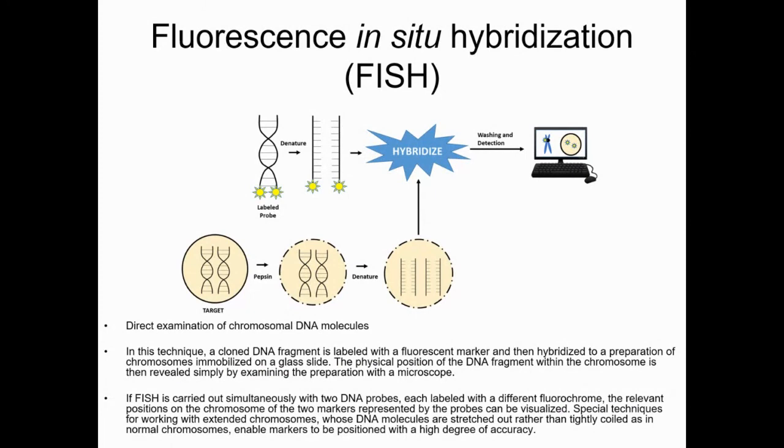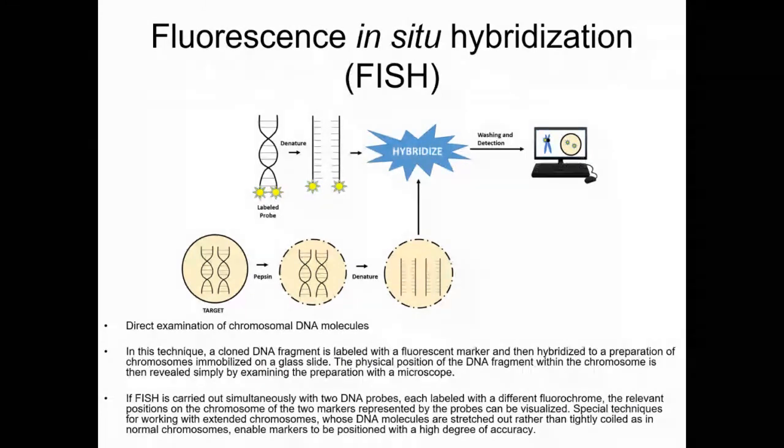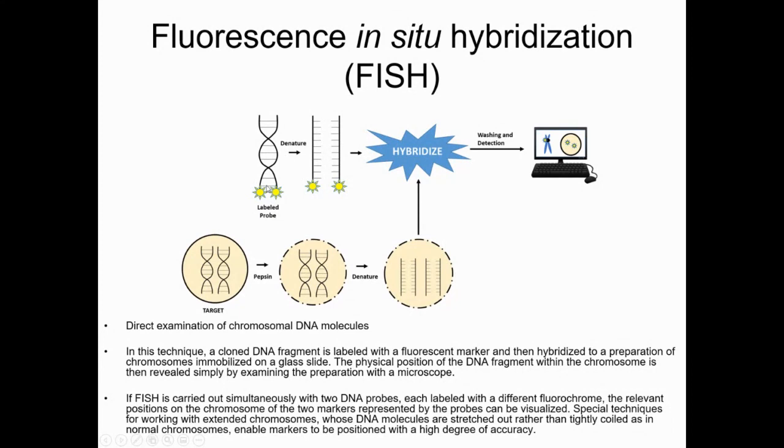In this technique, a cloned DNA fragment is labeled with a fluorescence marker, and then we hybridize it to a preparation of a chromosome that has been immobilized on a glass slide. The physical position of the DNA fragment within the chromosome can then be revealed simply by examining the preparation with the microscope, and then you can see that in more detail on the computer.